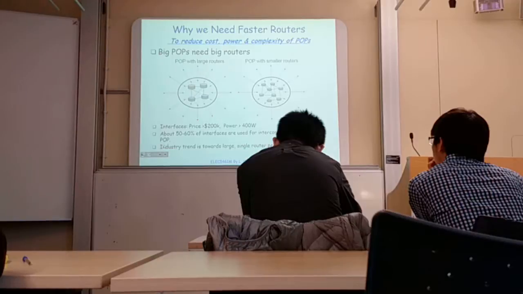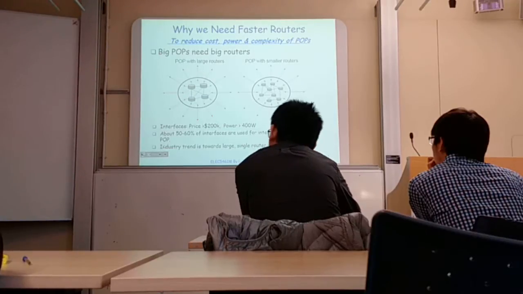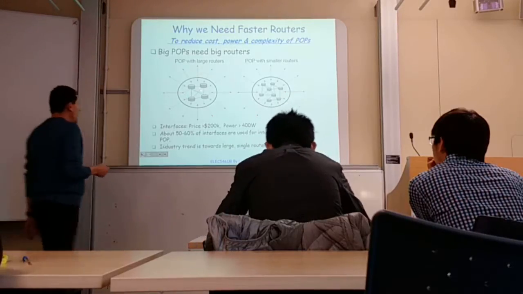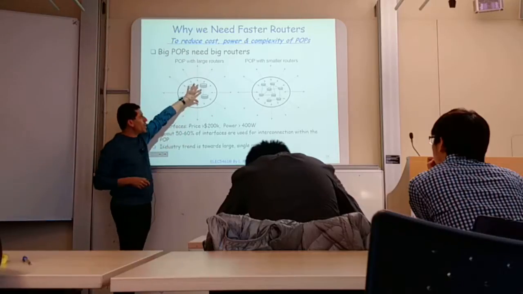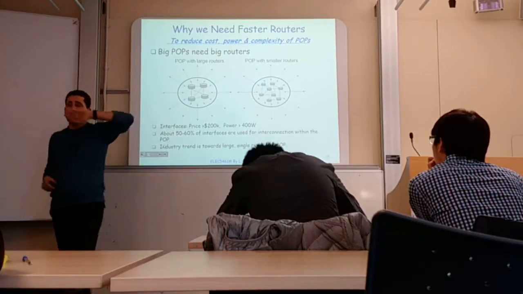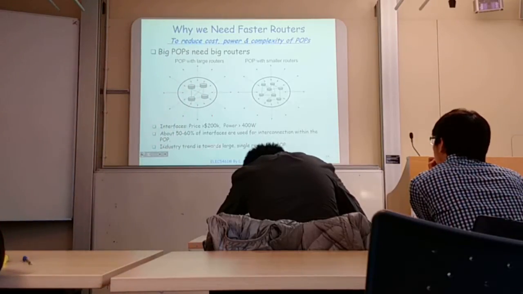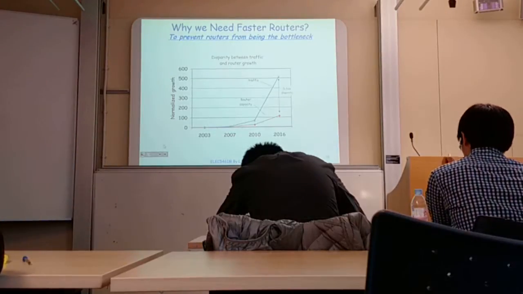If you get a big router here, you will see that you are using the interfaces in a better way. So that's why we need them to be faster and bigger, actually. And the trend of the industry is usually to have a big point of presence with ideally a big router, actually. Okay, a single router per POP.